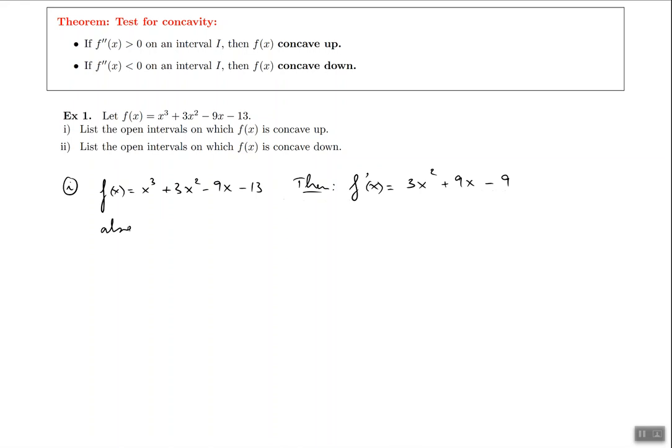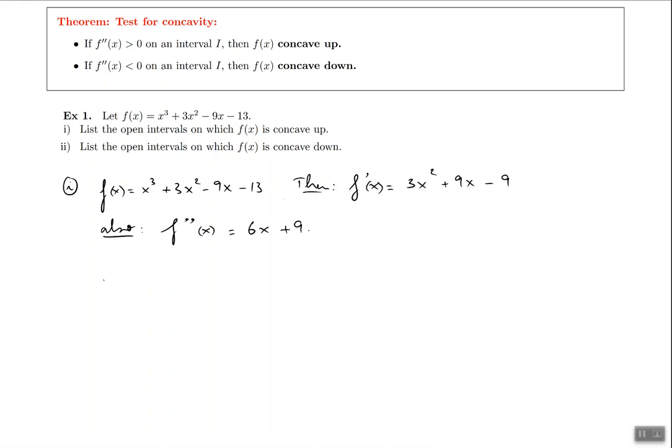The second derivative is obtained by doing the power rule again a few times. The derivative of 3x squared is going to be 6x, the derivative of 9x is going to be 9, and the derivative of negative 9 is going to be 0. So that is the second derivative of the function f of x. We call it f double prime because it's the second derivative.